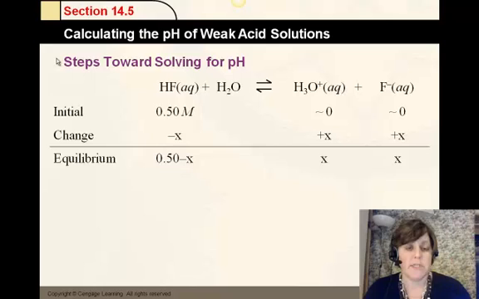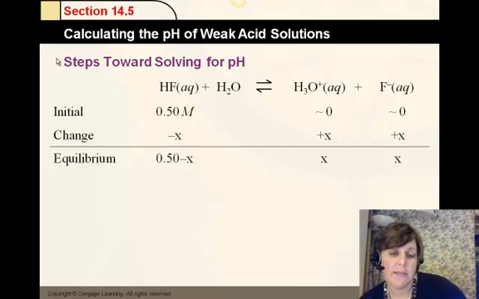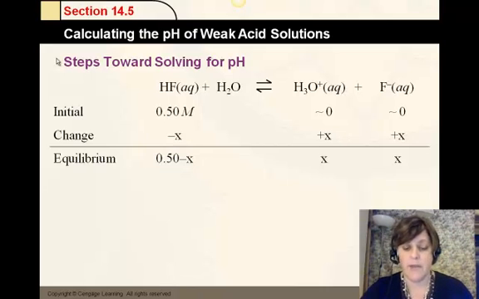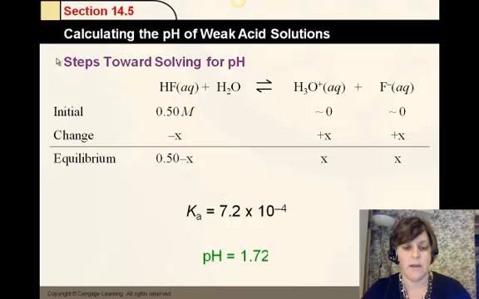The initial concentration, as the question stated earlier, was 0.5. We have no products. And the change, we don't know. And you can see here a traditional problem, minus x for the reactants and plus x for the products. Essentially, we're going to put products over reactants. And when you do, you're going to get a Ka value of 7.2 times 10 to the negative 4. Thus, the pH is 1.72. You actually have to be given the Ka value, and then you solve for x. When you solve for x, you get H3O+, and then you find the negative log of it, which in this case is 1.72.